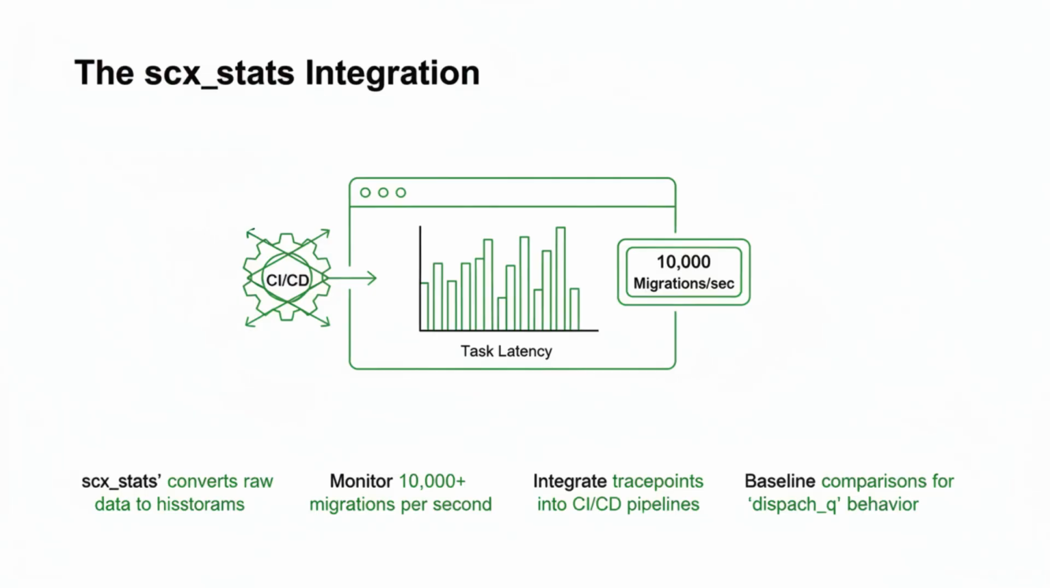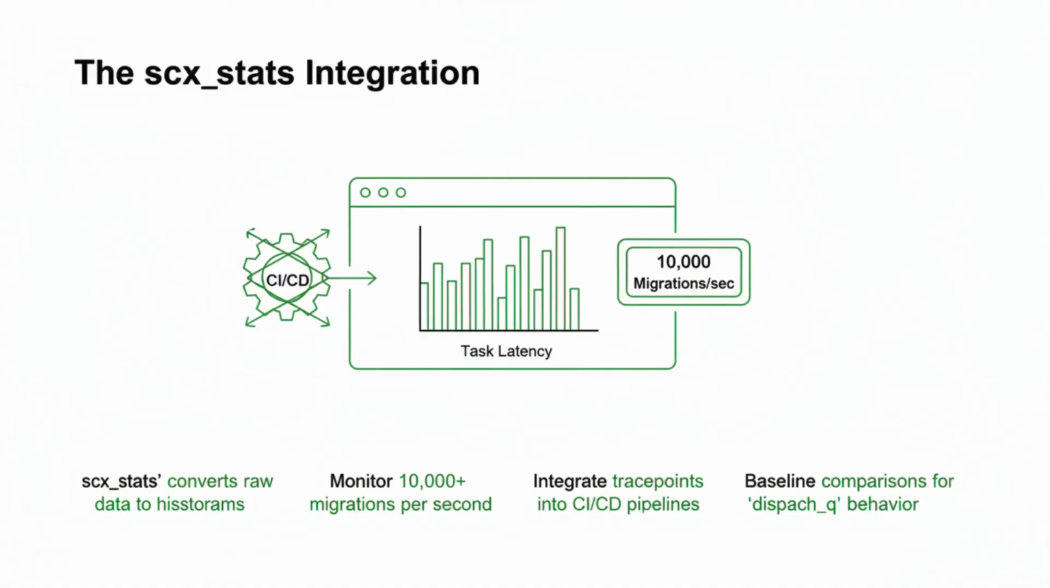While raw tracepoint data is invaluable, it can be overwhelming. This is why tools like SCX Stats are essential. SCX Stats is a user space utility that consumes the SCED-X dump tracepoint and converts it into a human-readable dashboard. It provides real-time histograms of task latency, dispatch rates, and migration counts. For a senior infrastructure engineer, this dashboard is the cockpit.